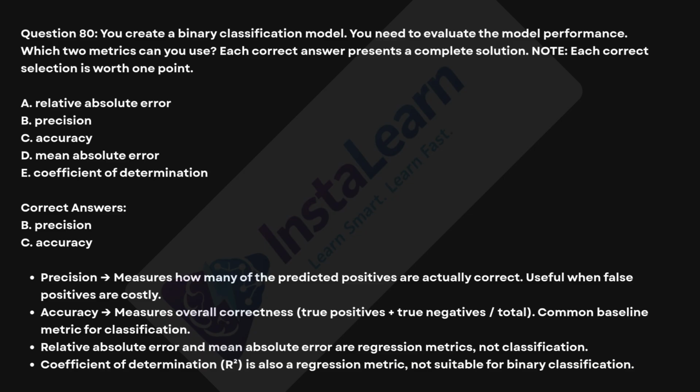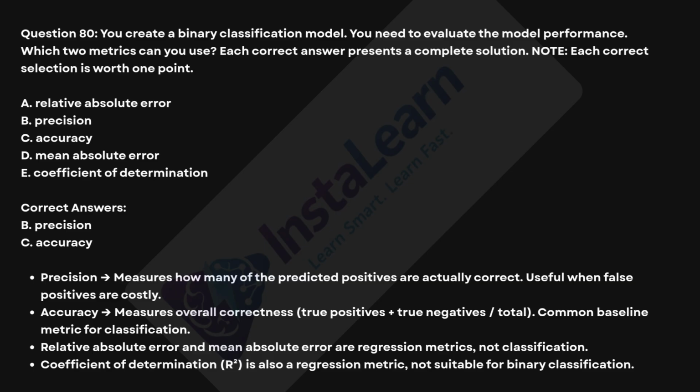Correct answers are B. Precision, C. Accuracy. Here's why. Precision measures how many of the predicted positives are actually correct. Useful when false positives are costly. Accuracy measures overall correctness, true positives plus true negatives, over the total. Common baseline metric for classification.